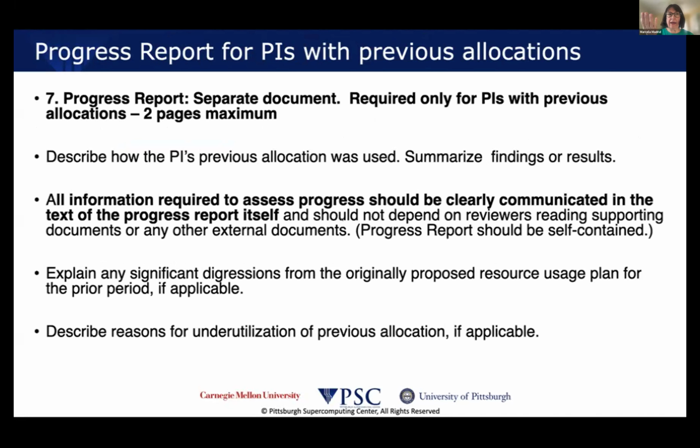If you are coming back because you have a previous allocation on Anton 2, then you need point number 7, which is the progress report. It's required only for PIs with previous allocations, and you need to describe how the previous allocation was used. If, for some reason, it was underutilized, please explain why, because there could be extenuating circumstances, and explain any digressions from what you had originally proposed. And again, the progress report should be self-contained. You could accompany it with documents, but the reviewers are not required to go outside the proposal.